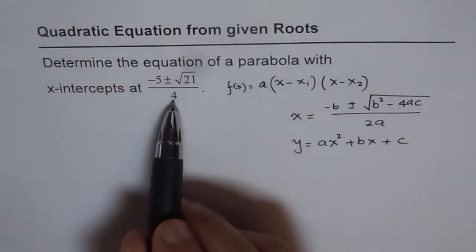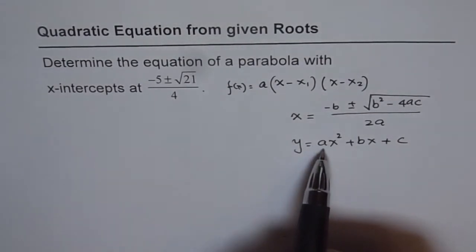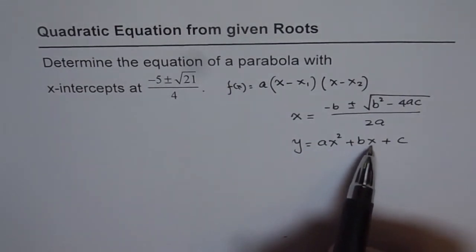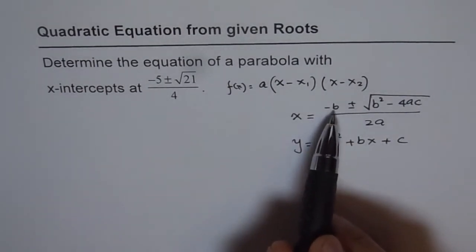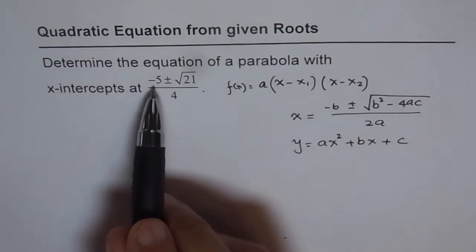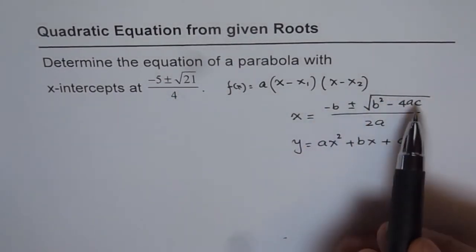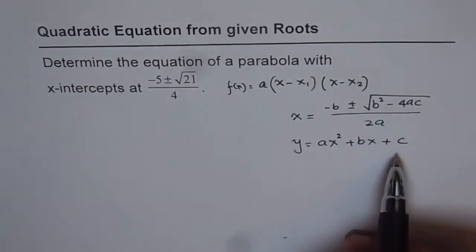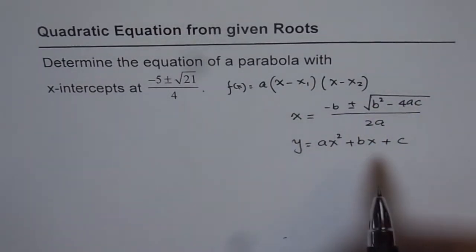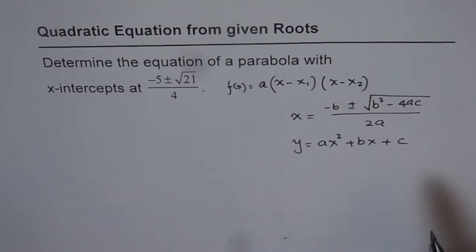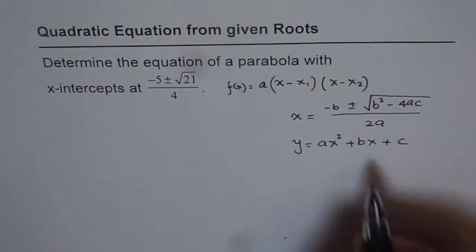So that means 2a is 4, and you can get a directly. Do you see that? Plus bx. Now bx is minus b right there, so you can read from here that b is 5. We are left with c, which you can find from b² - 4ac. It is as simple as that. So you can actually read your values directly from the roots. There cannot be a better method than this, right? So I hope you really appreciate it, and now let's solve it using this method.